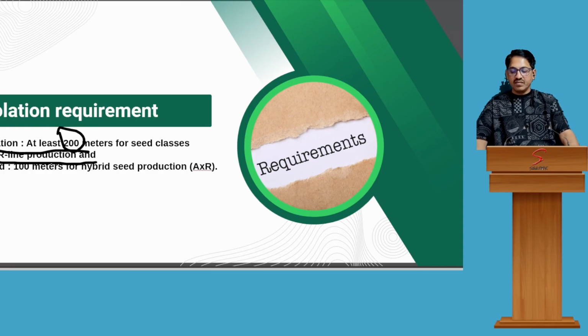Foundation seed production means what? Seed production of A line, B line, and R line. And certified seed production means what? A into R. Wherever this program is given, that is known as certified seed production. And the isolation distance required for certified seed production is 100 meter.